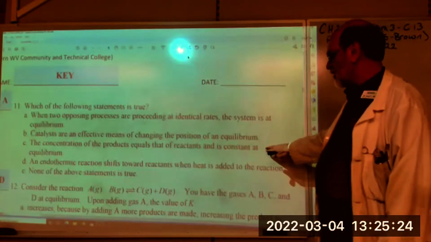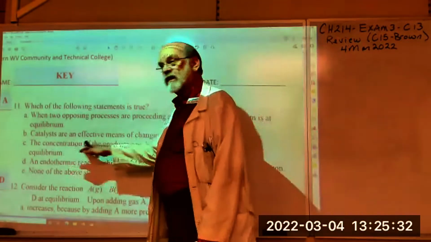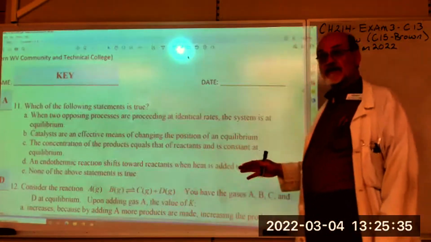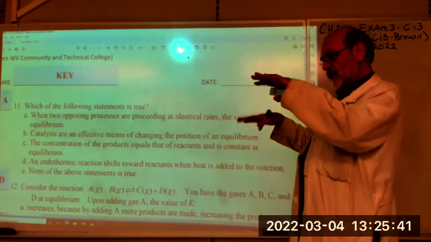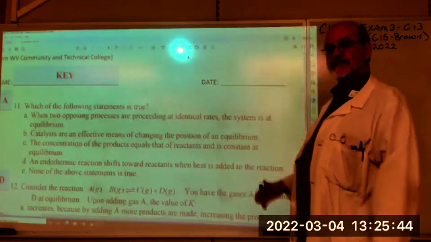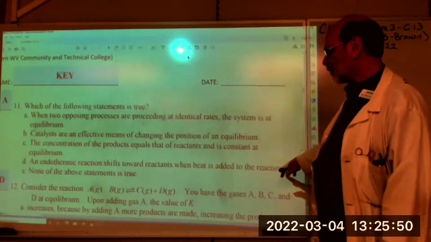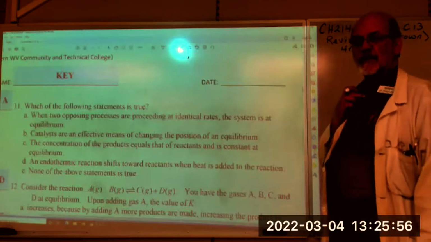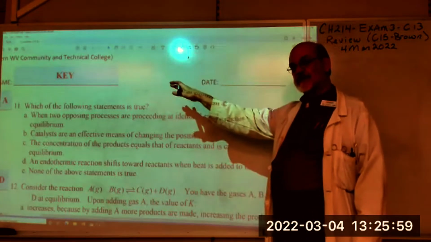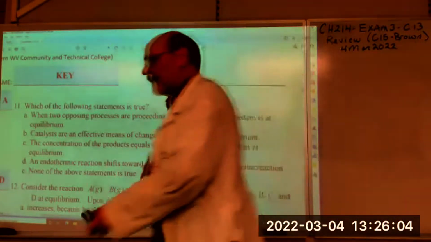Concentration of the products equals that of the reactants and is constant at equilibrium. Not necessarily. They can be any ratio of reactant concentration to product concentration. Depends on the reaction. And that's what the K value tells you, whether they're equal, or whether you got more products or more reactants left over at equilibrium. So that was false. An endothermic reaction shifts toward reactants when heat is added. That goes the other way, because endothermic puts heat in as a reactant. Add more of it, you get more product. Okay. Let's move to 12.